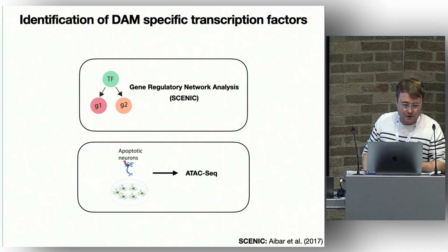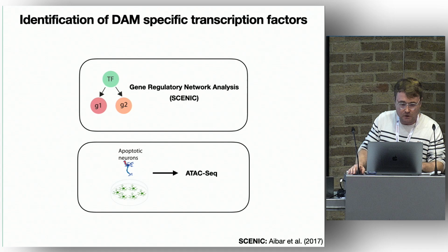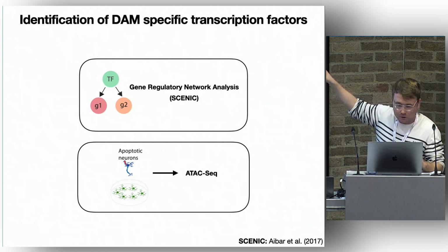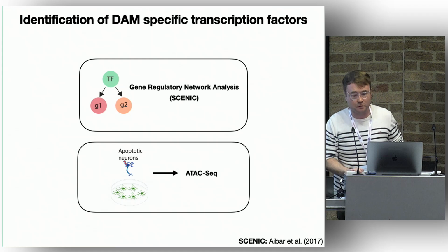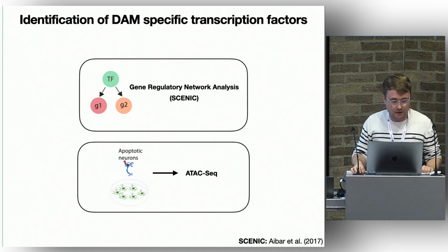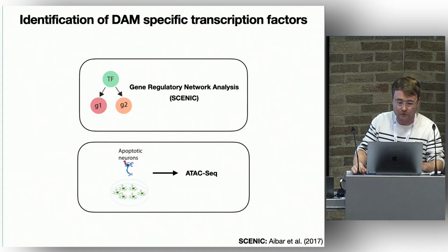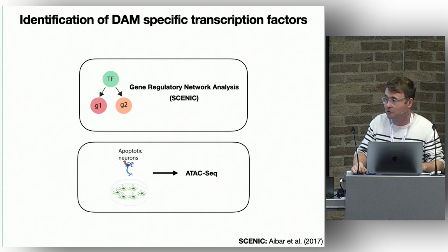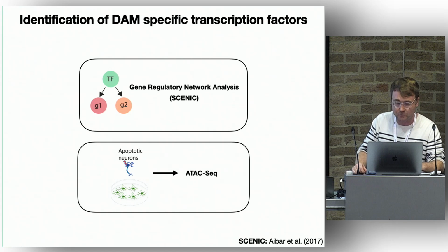In order to identify regulators of in vitro microglial states, we combine two approaches. First, I applied gene regulatory network analysis to our single-cell data, which takes into account both co-expression and transcription factor binding data to nominate regulators of each microglial state. Secondly, we performed ATAC-seq on iMGLs that were exposed to apoptotic neurons or unperturbed. This enabled the identification of open chromatin regions which correlate well with DAM formation.